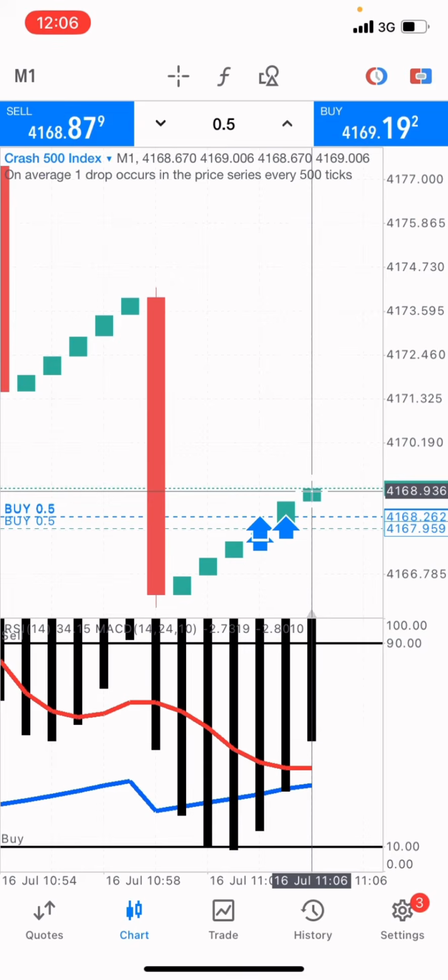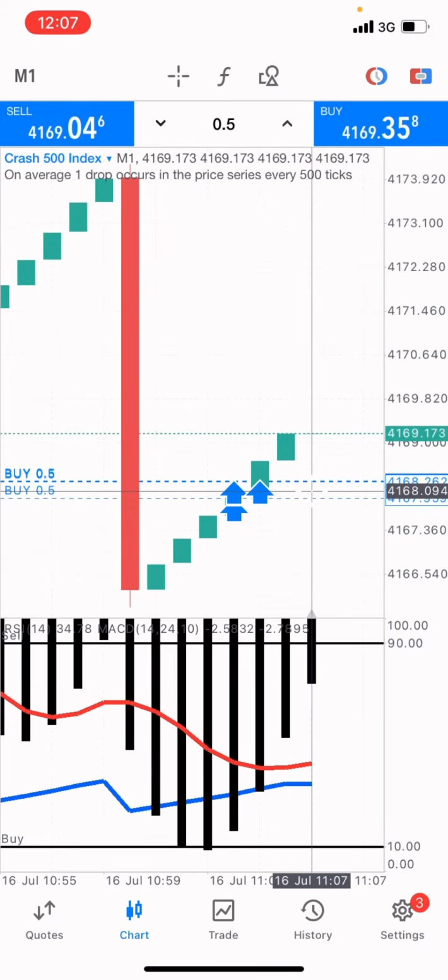Remember, we're using the 0.5 lot size, and we can see that we opened 5 positions for the same entry. So it is a good way for you to take advantage of price movements in the market, by entering multiple positions with one particular type of trade, not entering different positions on Boom, Crash, and Volatility 75. No, that's not how you want to do it.